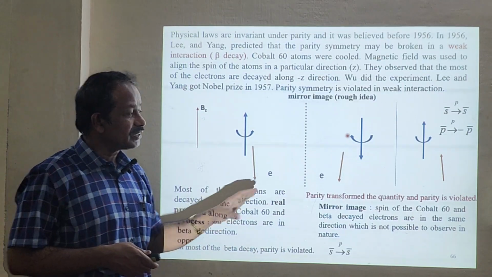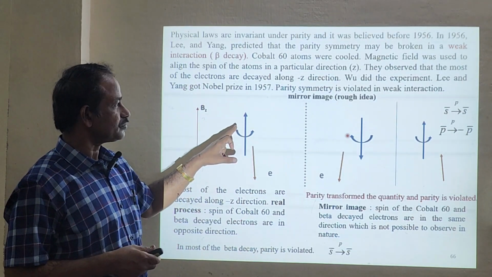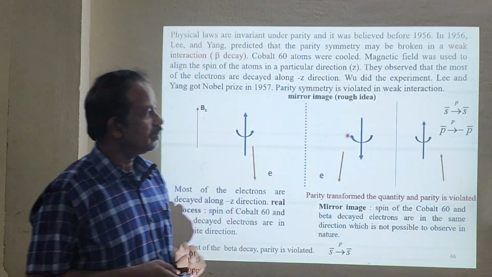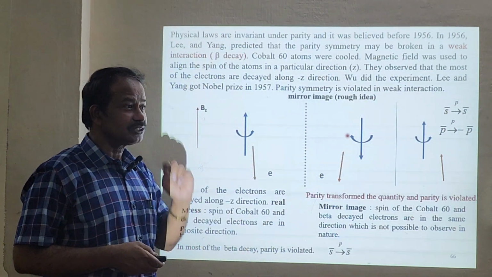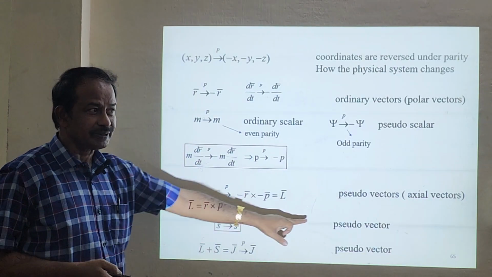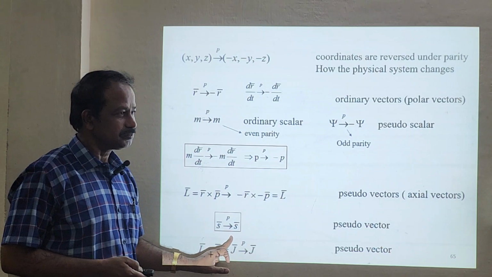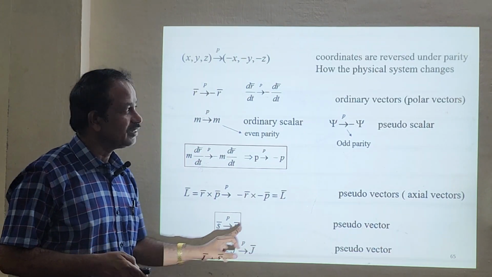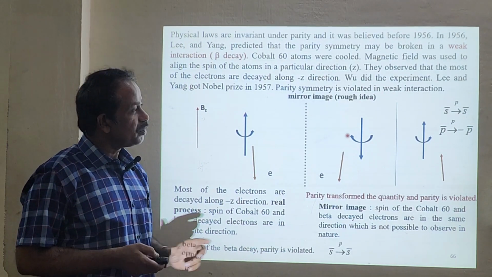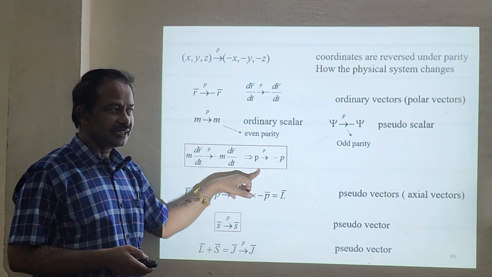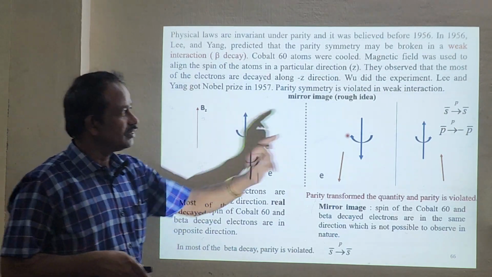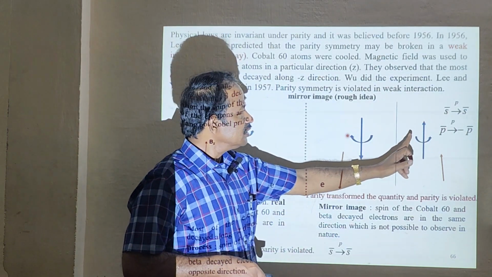Correct? But actually what happens, you have this. This is your spin. So now we looked into it: the spin is a pseudo vector, correct? Because S doesn't change the sign, it's a pseudo vector. What is the momentum? Momentum we already looked into. This is an ordinary vector. So momentum will change the sign, spin will not change the sign. So they concluded that spin will never change.